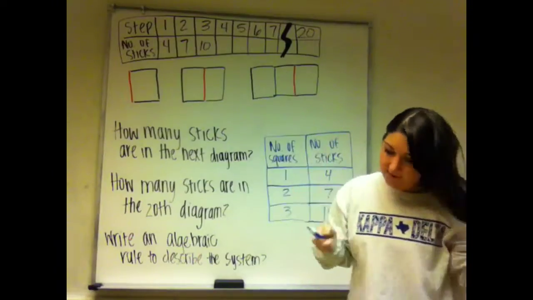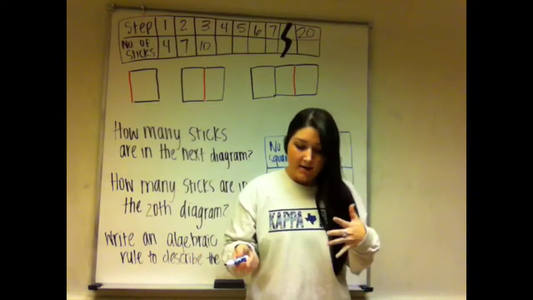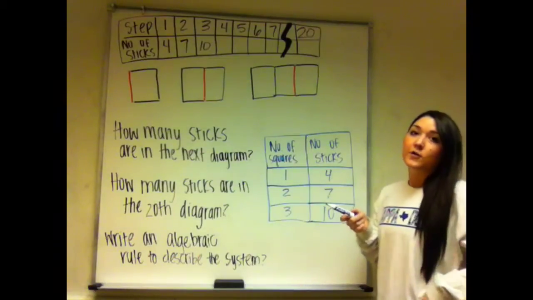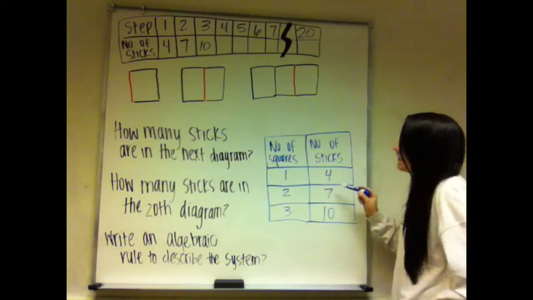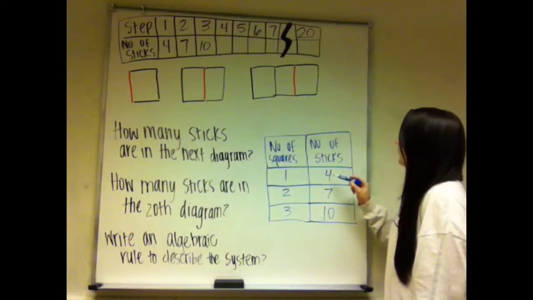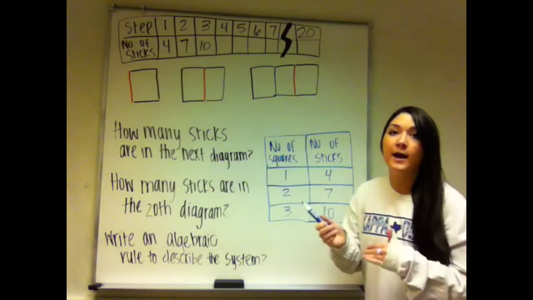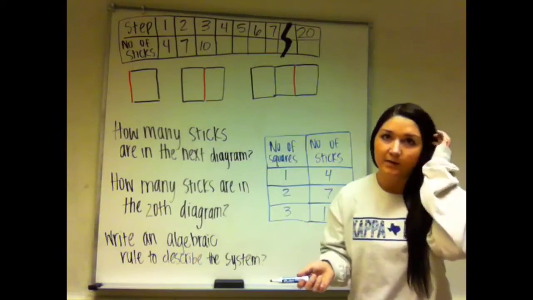So to find out how many is the next one, you might notice that in the right-hand column, it goes 4, 7, 10. So you're basically adding 3 to each one. 4 plus 3 is 7, 7 plus 3 is 10. So you could add 3, and you could keep going, add 3 to find the term that you need.